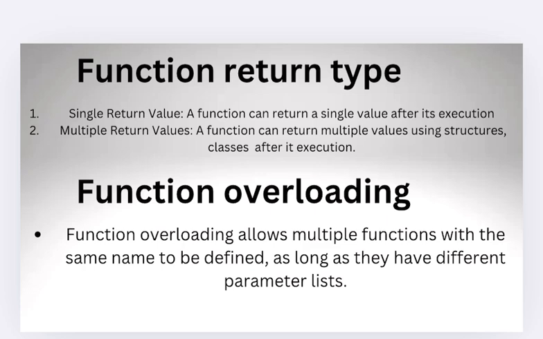Let's talk about function return types. Single return value: a function can return a single value after its execution. Multiple return values: a function can return multiple values using structures or classes. Function overloading. Function overloading allows multiple functions with the same name to be defined as long as they have different parameter lists.